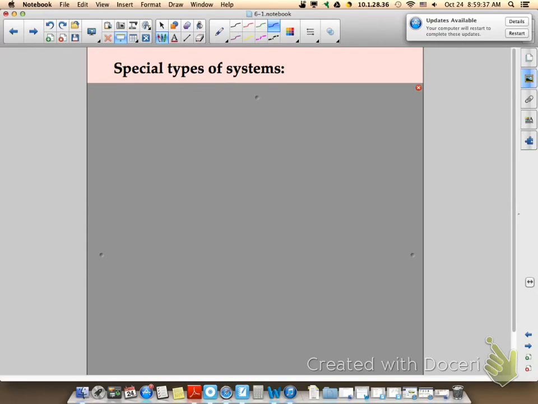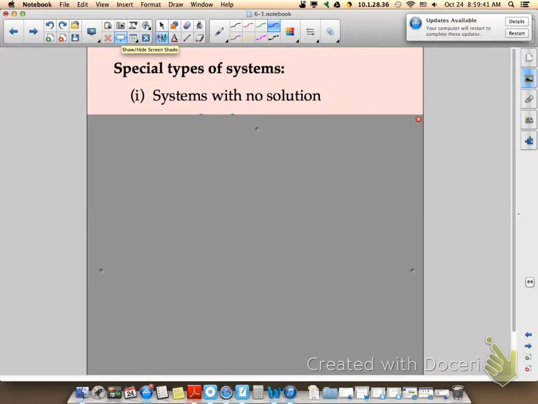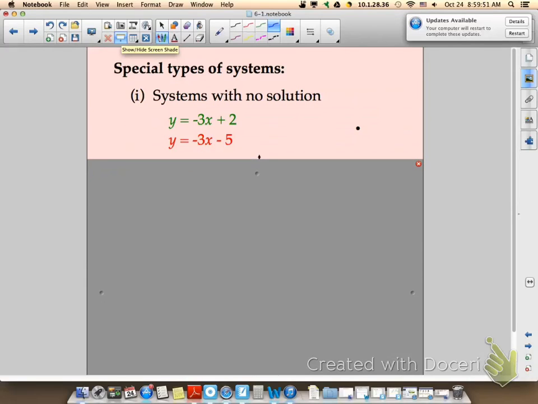Okay. So let's go over the special types of systems. You can have systems with no solution. Michael, when do systems have no solution? They have the same slope. In other words, they are parallel lines. Now, when you're asked a question, are they always going to give you both the equations in the same form?